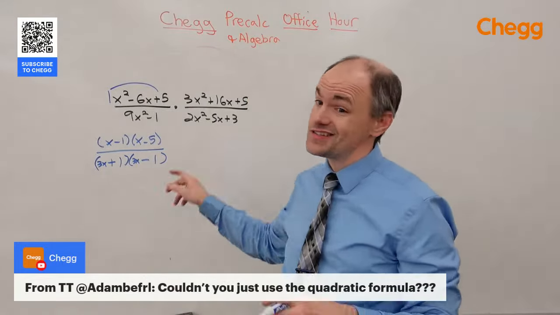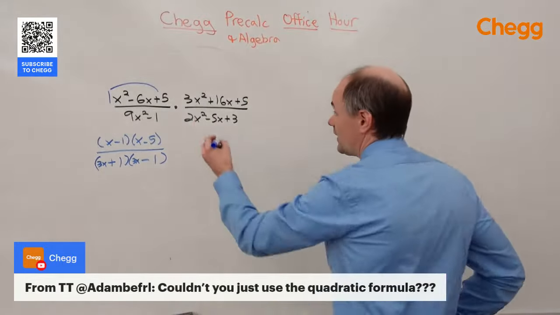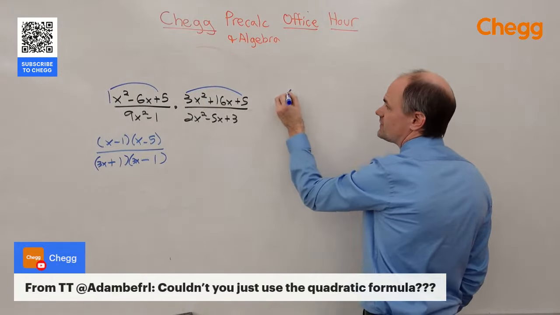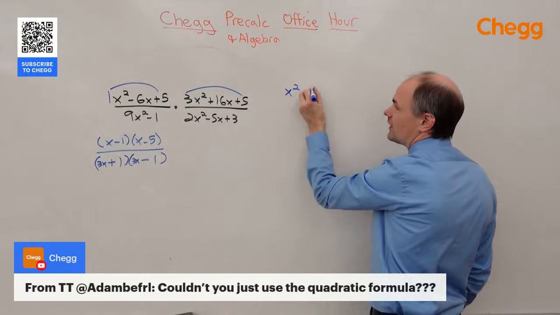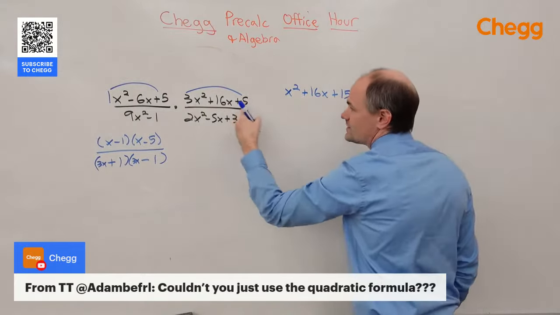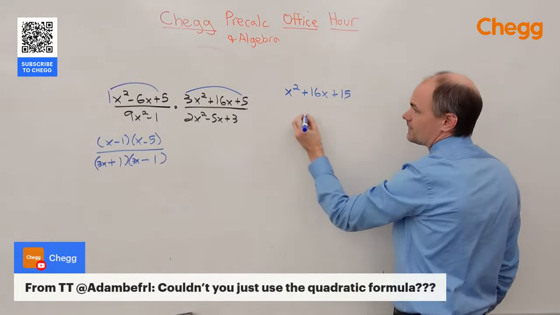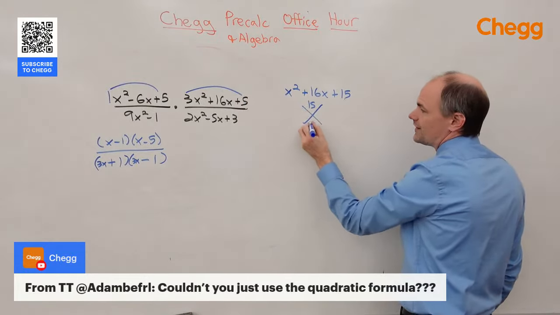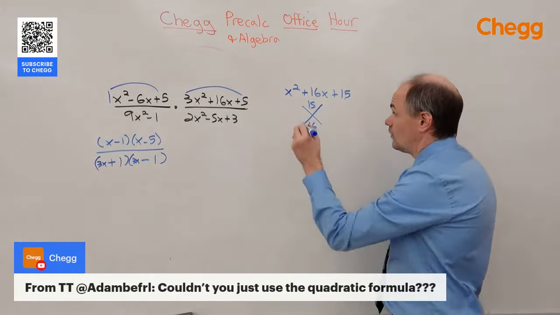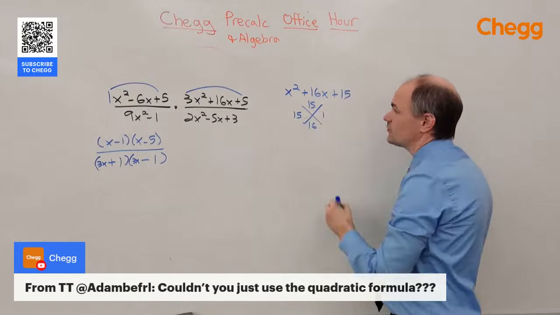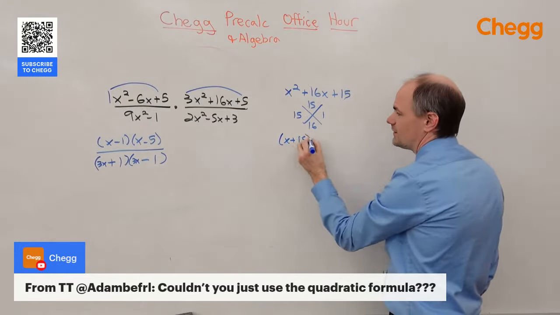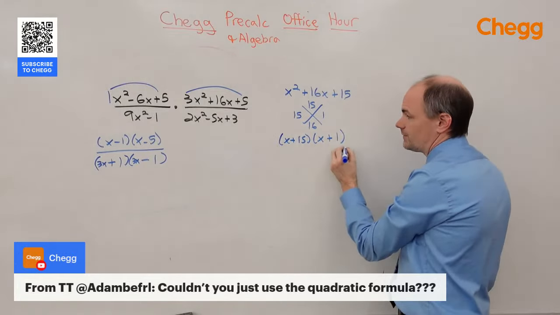All right. These ones to factor, it's going to take a little bit more work, but we can do that. I'm going to slide the 3 over to the end. 3 times 5 is 15. So I'm going to first factor x squared plus 16x plus 15. What are two numbers that multiply to 15 and add to 16? Well, if you said 15 times 1, you're right. That's going to be x plus 15 times x plus 1.